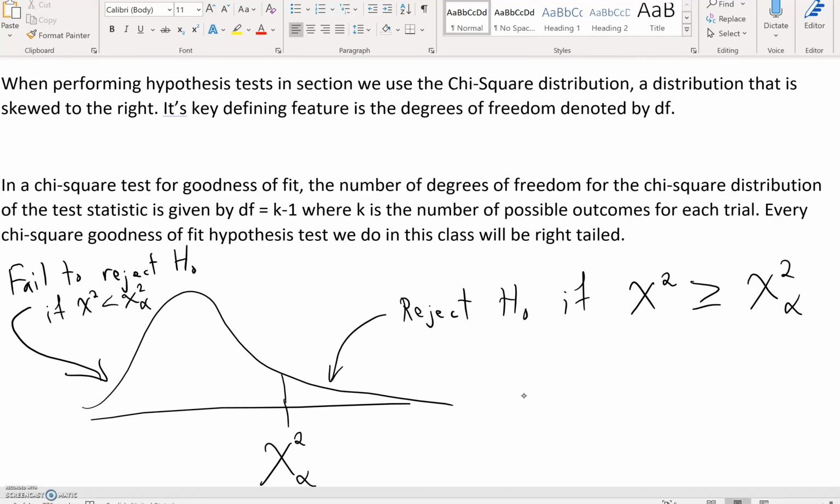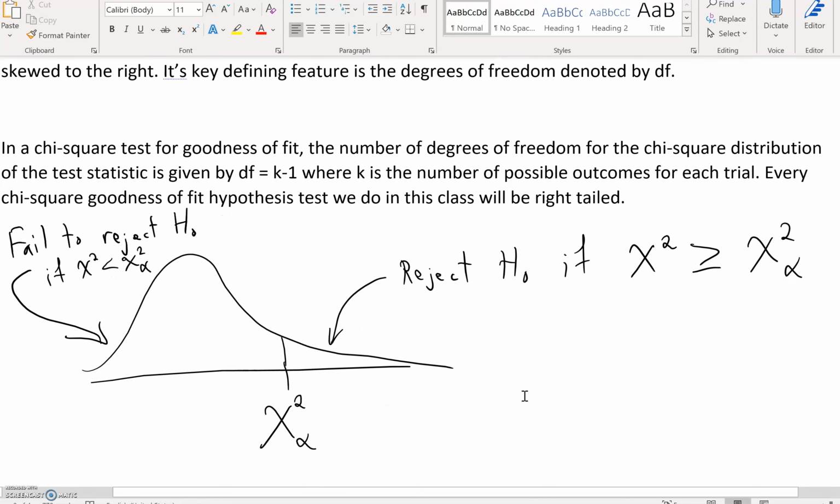Every chi-square goodness of fit hypothesis test we do in this class will be right-tailed. So your rejection region is the region to the right of the chi-square critical value based off of the level of significance alpha. Your fail to reject region is all of the area to the left of your chi-square critical value, where your chi-square critical value is denoted by chi-square with a subscript of alpha based off of the level of significance alpha.